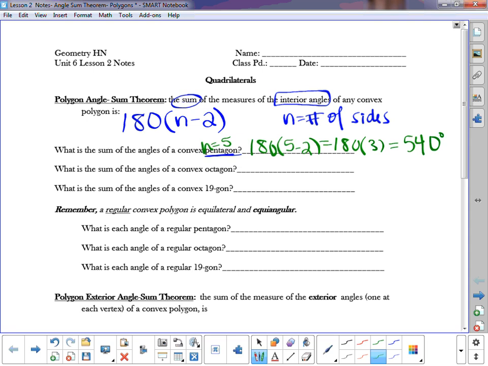Alright, so go ahead and find the angles of a convex octagon and a convex 19gon. No calculators. If you have to do some math off to the side, that's fine. But no calculators. Find the sum of the angles.